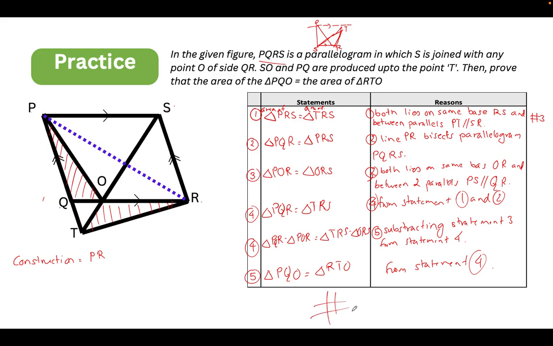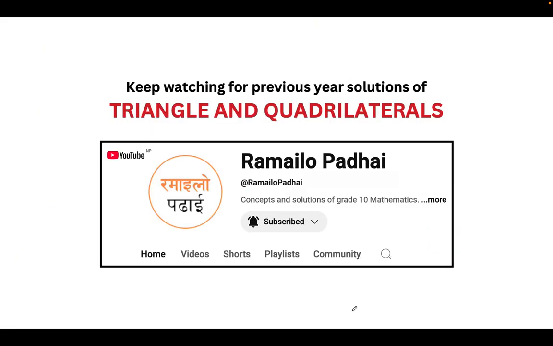This is one of the toughest questions in the exam and in this chapter. If you have understood this, it is not hard for you to understand this chapter. So this is the solution and concept of this chapter, and we will meet in the solution of triangles and quadrilaterals in the coming video.